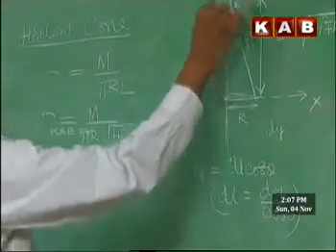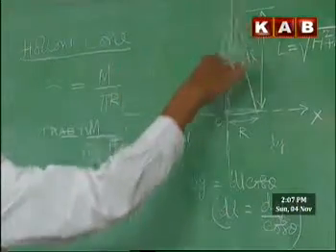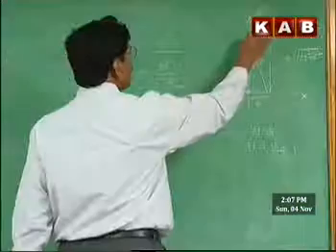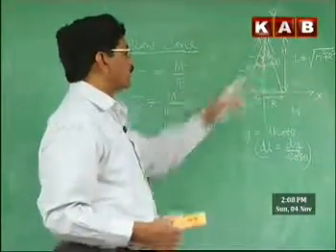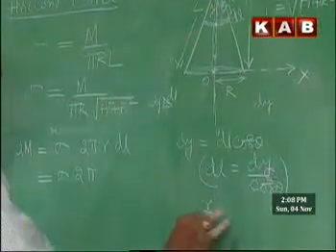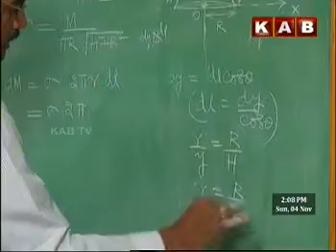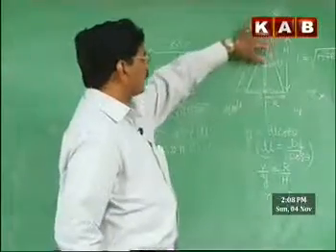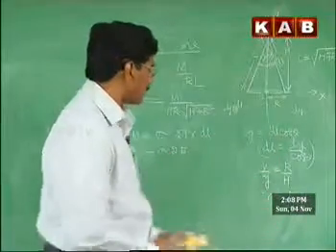Once again here we have the similar triangle property. Let the perpendicular distance be y, and the slant height along the slope be L. Along the y axis, the distance of the ring from the vertex is y. Therefore r by y is equal to capital R by H, so small r is capital R into y by H. Using the similar triangle property, I will be able to calculate small r.